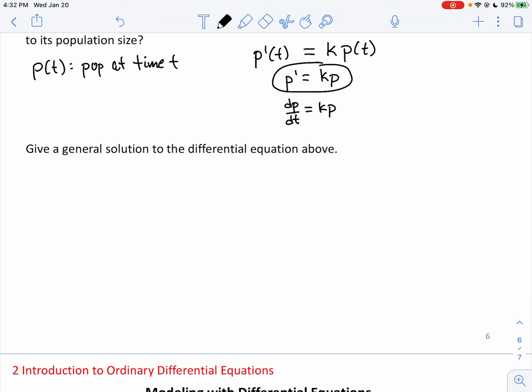So now we're going to give a general solution to the differential equation above. P prime is equal to kp. We want a function that when you differentiate it, you'll get k times the original. Well, borrowing from what we did up there, that p of t should be, and we're looking for just a general solution, not a particular, any constant, let's go with a for the constant, times e to the kt.